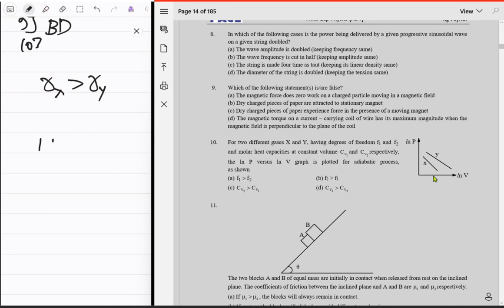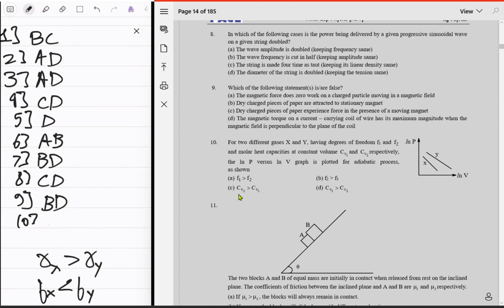Gamma is like 1 plus 2 upon f, so the one with larger degrees of freedom has smaller gamma, right? It's like fx is less than fy and CVx is less than CVy, not f1 less than f2. So B is correct and C looks correct. B and C. Next question.